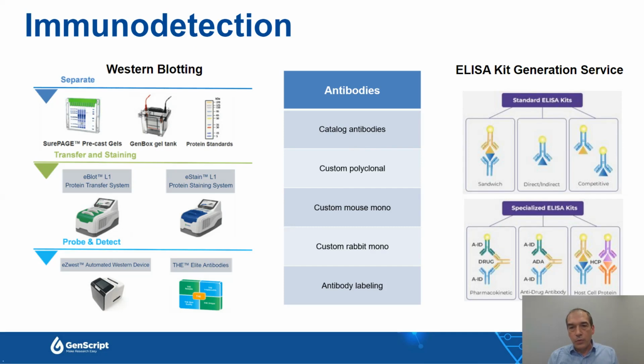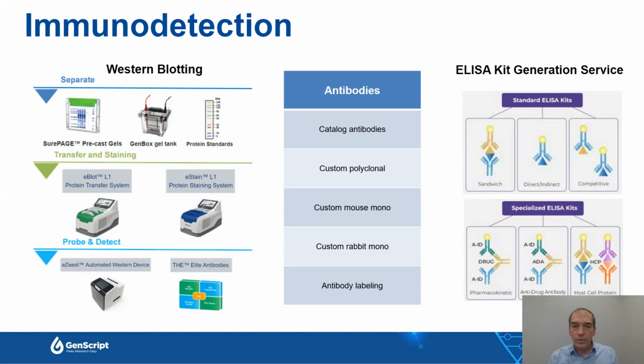For the immunodetection portion, for protein analysis, we have a complete portfolio of Western blotting products. We have excellent SurePAGE precast gels. Those are gels that run very fast. They're very high quality, very high resolution. We have the corresponding tanks for running them. We have pre-stained standards. We have the widest range of protein standards on the market, from 5 kilodaltons to 270 kilodaltons.